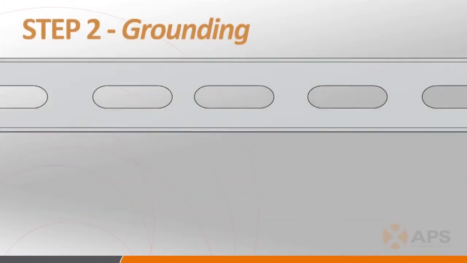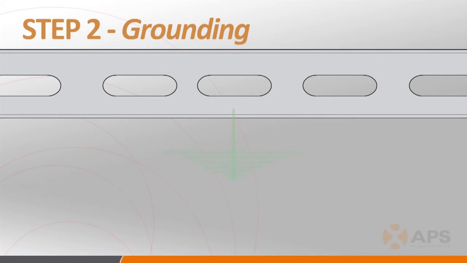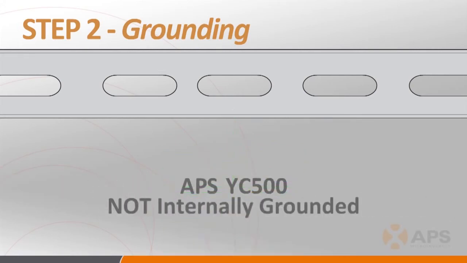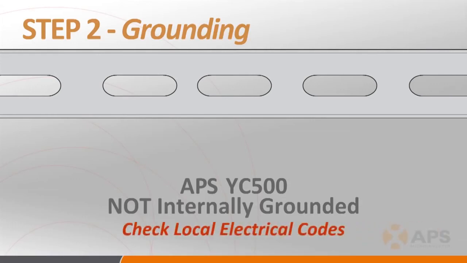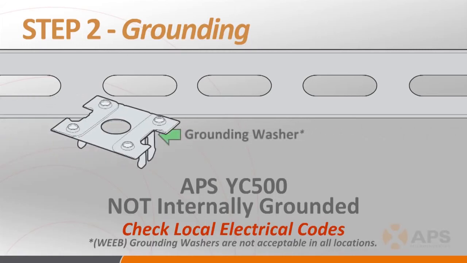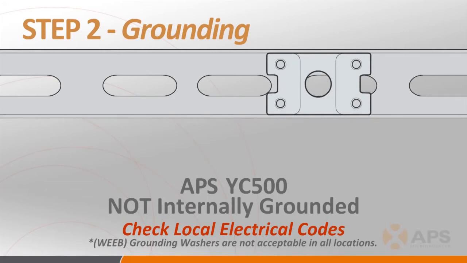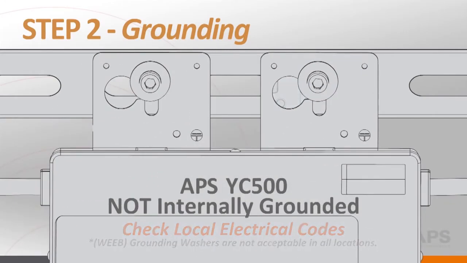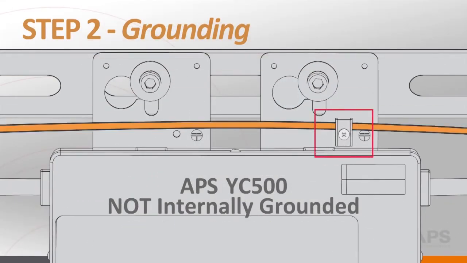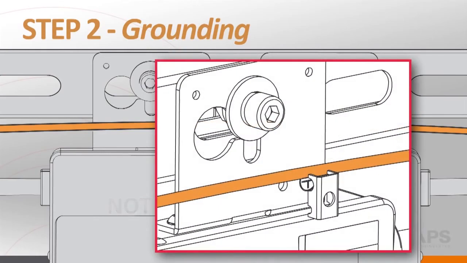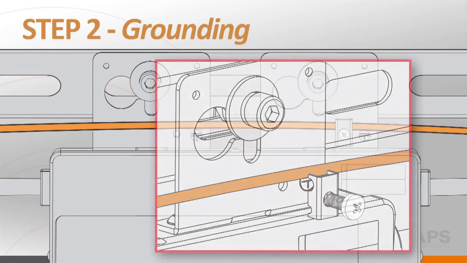Step 2 is making sure that the inverters are properly grounded throughout the system. A note about grounding. The YC500 is not internally grounded within the chassis, so it requires an external ground. Depending on your jurisdiction, and it's always best to check with your local inspector to get their ruling on the subject, you can either use a grounding washer when attaching the inverter to the rail of a well-grounded racking system, or you can use the grounding lug on the YC500 to string bare copper wire to an appropriate system grounding location.